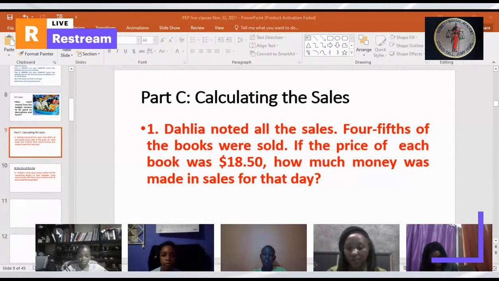Okay, so how will we approach that? So Dahlia was making notes and she realized that they sold 4/5 of the books. The price for each book is $18.50. How much money did they make in sales for that day?